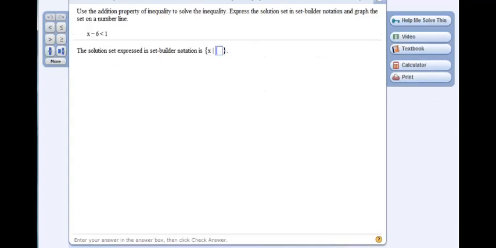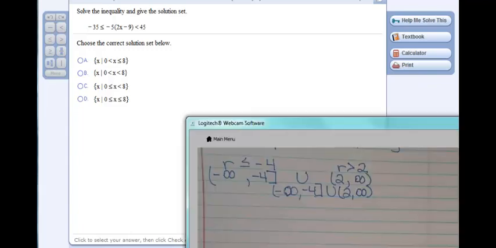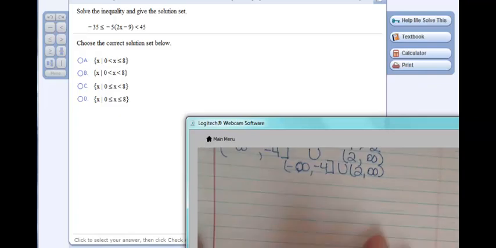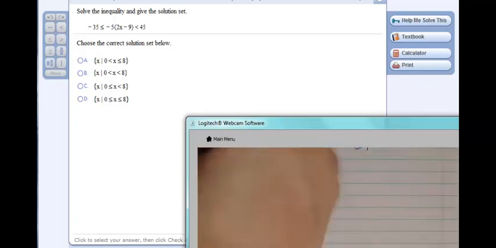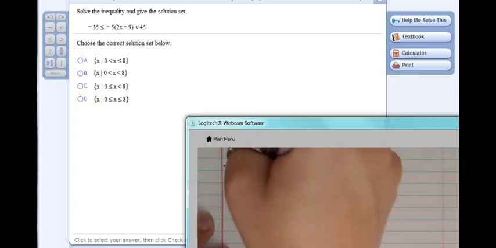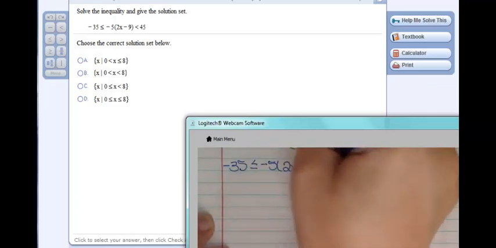I think it was number 11 I wanted to work next. Yeah, let's do number 11. And I'll pull up my page over here. Alright, so I'm just going to copy the problem down first. We have -35 is less than or equal to -5 times (2x minus 9) is less than 45.